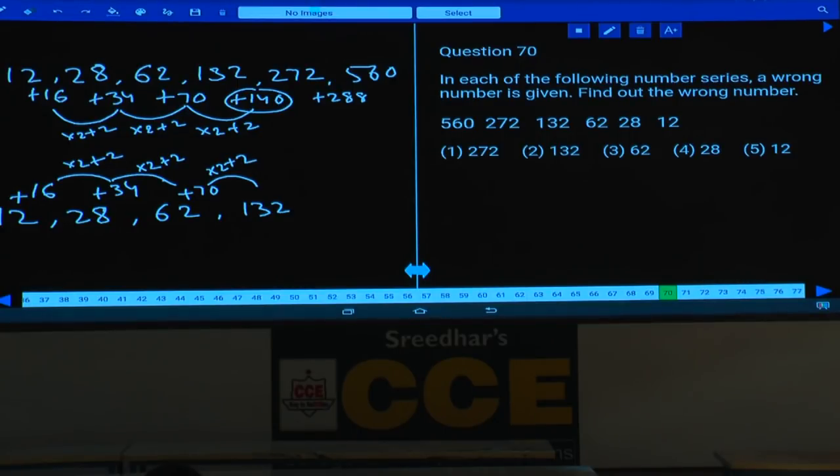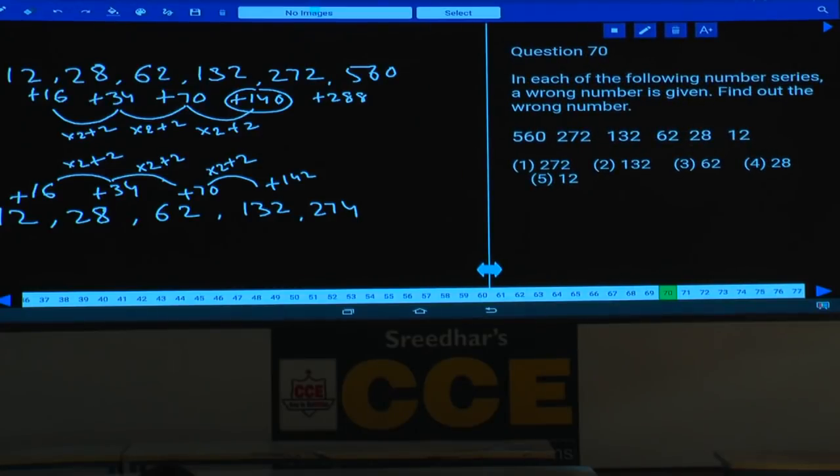Hence, to this one, how much should be added here? 142 should be added. Then 132 plus 142 is 274, the correct number. Now if it is 274, the next one must be how much? 142 into 2, 284 plus 2 is 286 should be added. Now, by adding 286, are we getting 560 or not? 560. Then this is the correct series.